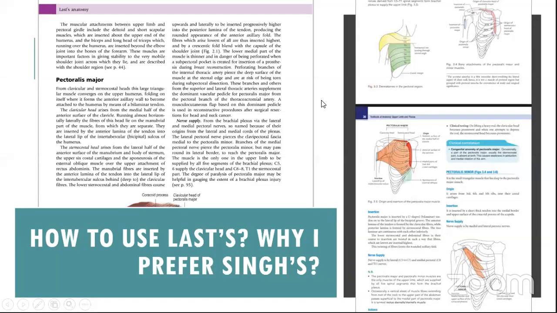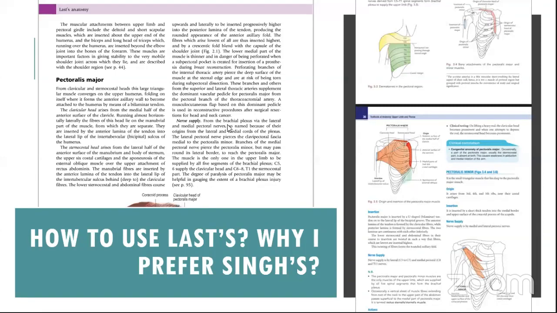So my residents, when I was in first and second year, introduced me to this good book called Snell's. I will try to give you an unbiased comparison between both books. And what I did here was pull up the same topic from both books. So I pulled up Pec Major from the Last, which is on our left, and then I got the Pec Major from Snell's, which is on our right over here.